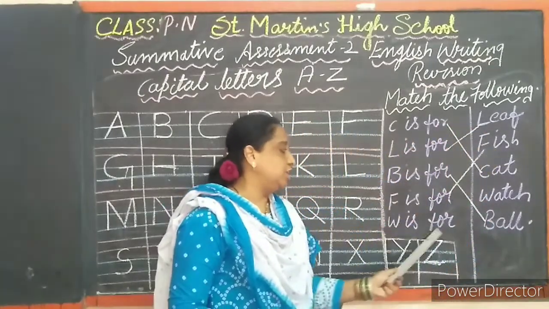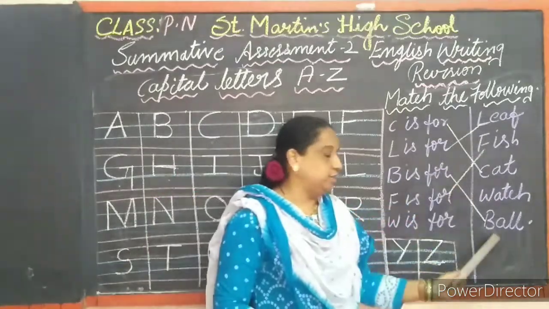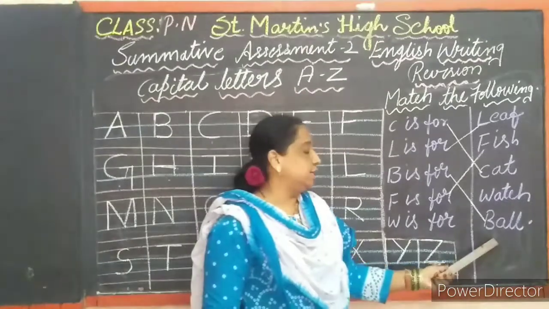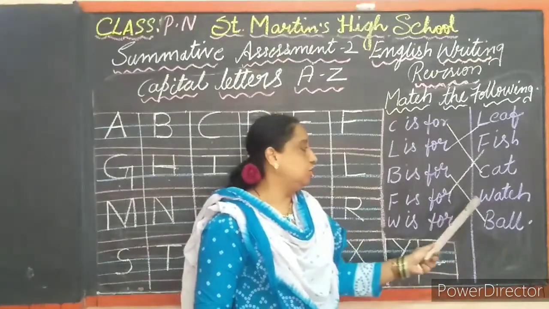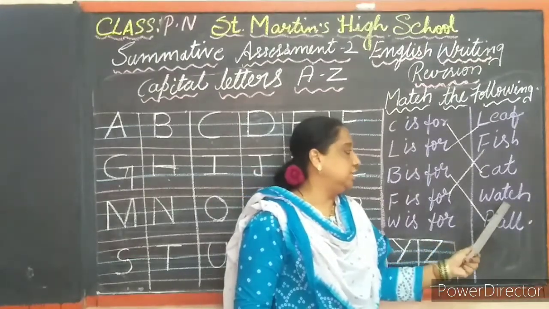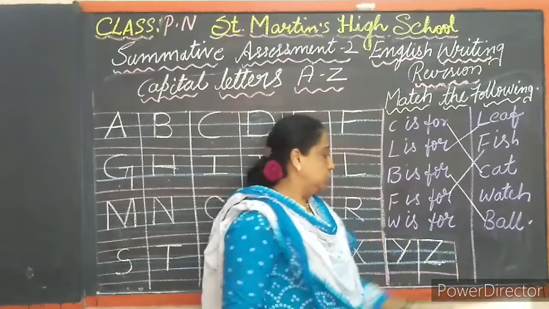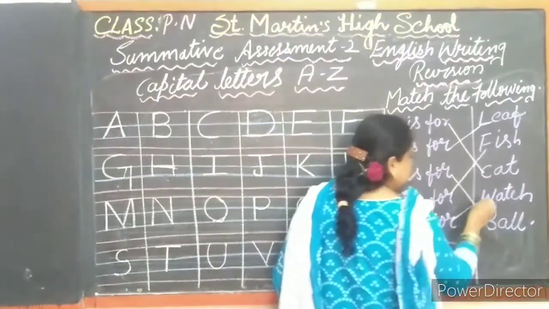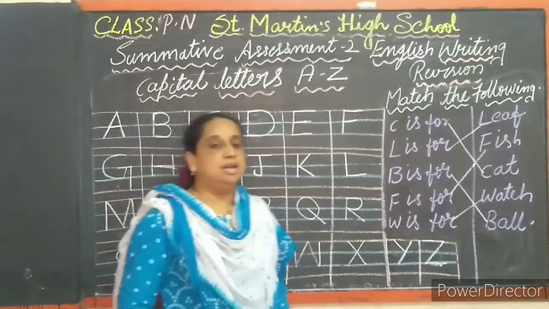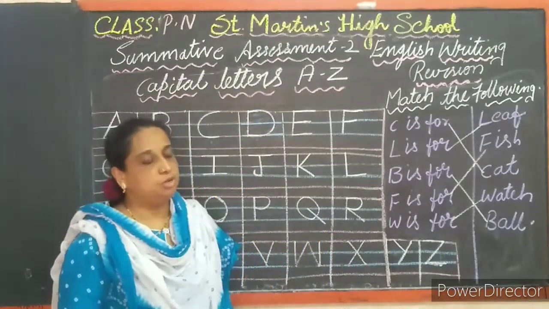Next, W is for. Here, whichever word is written with the starting letter W, you should match for this. So watch I have written. W for watch. W-A-T-C-H, watch. So W is for watch. So you should match like this. I hope you all are learning and you all have understood what I am going to teach you.